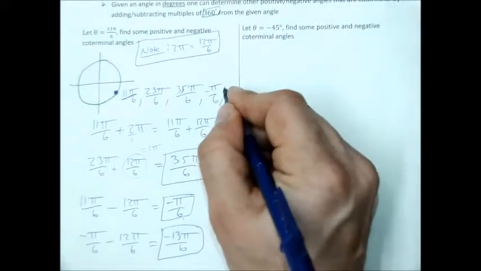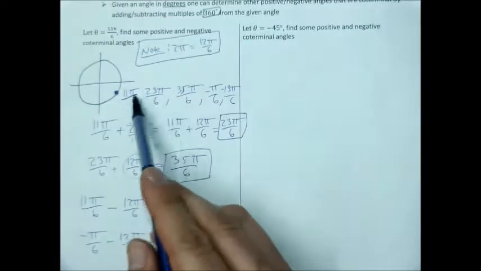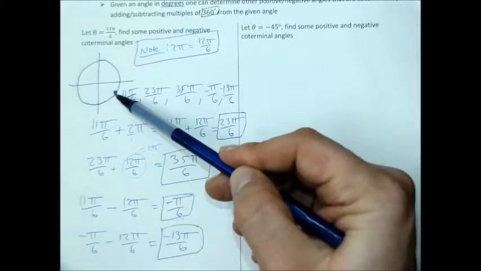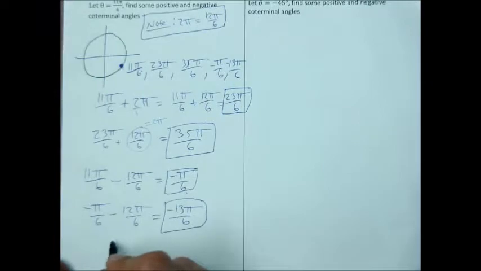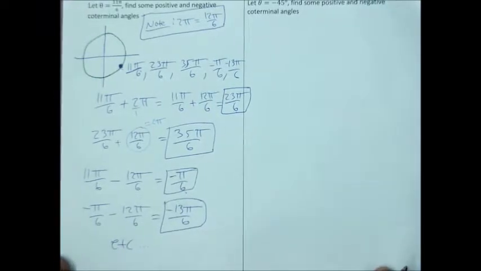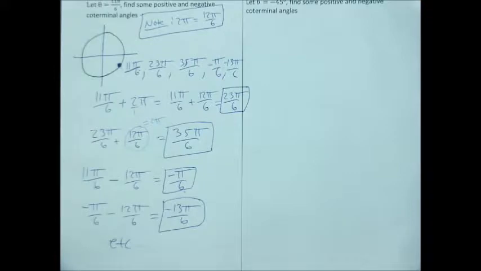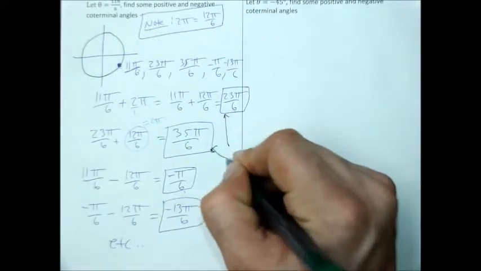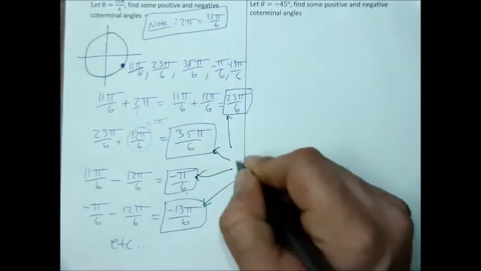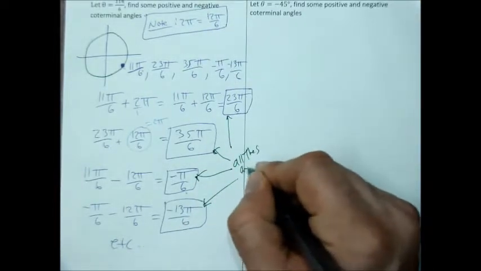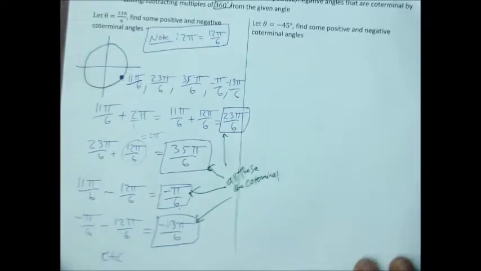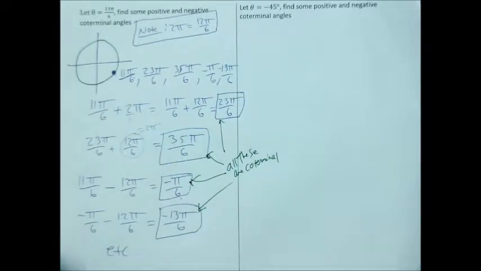So all these angles, all these radian measurements, will put us on that exact same spot on the unit circle, and these are all coterminal angles. And we could keep doing this forever, right? So this is like etc. We could keep going on forever and ever. I just want to be clear by writing, all these are coterminal. And again, they're coterminal because they all put you on the exact same spot on the unit circle.